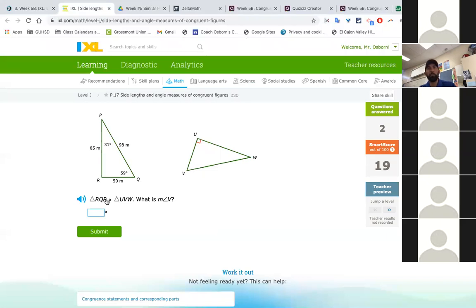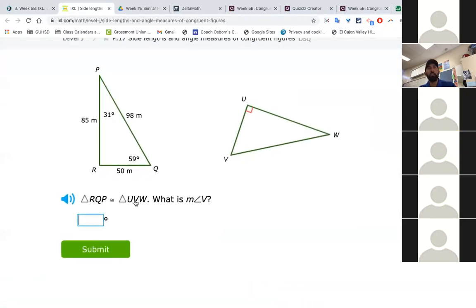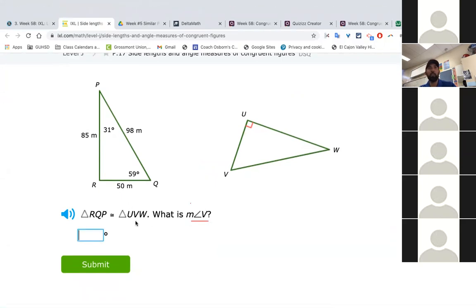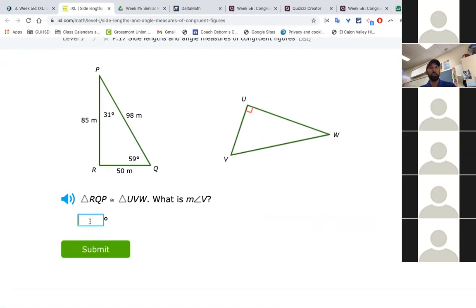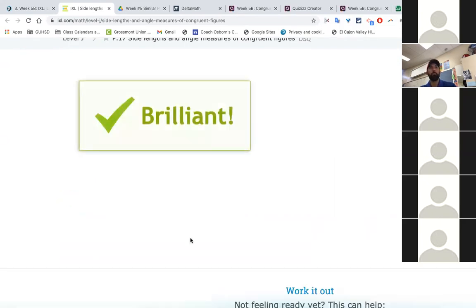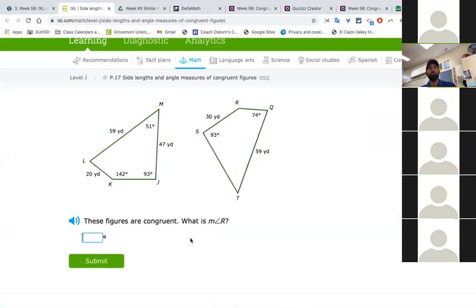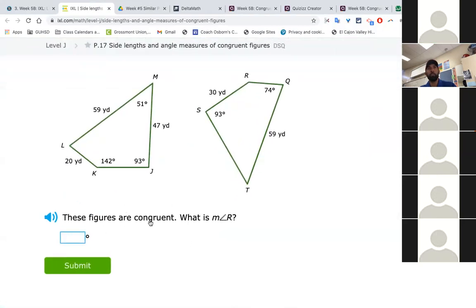So you would do the same thing here. You can see that angle V. Now it's talking about an angle and saying, what is angle V? Here, V is in the middle, so that means Q is the one that matches up. I just look at Q, which is 59, and that'll tell me what the congruent side is. Or sorry, what the congruent angle is, okay? All right, so you kind of do the same thing here. This is the last one I'll do for this assignment. Okay, what is angle R?